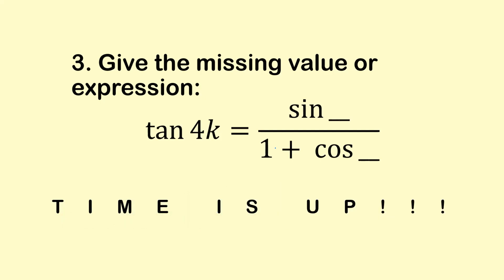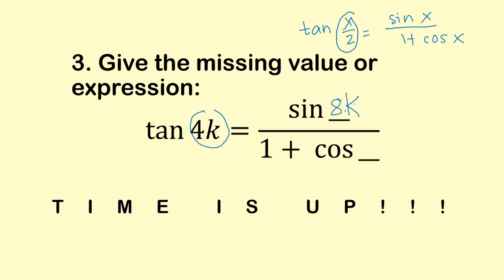Okay, fast forwarding our timer. Saan natin makikita to? Sa half angle identity, di ba? Sa tangent of x over 2 is equal to sine of x over 1 plus cosine x. Correct? So, ibig sabihin, if this is 4K, di ba? Yan yung half, no? So, ibig sabihin yung nandito is doble nito, no? So, 4K times 2 is 8K. So, this is 8K. This is 8K. Yon. Okay, so let's go to question number 4.